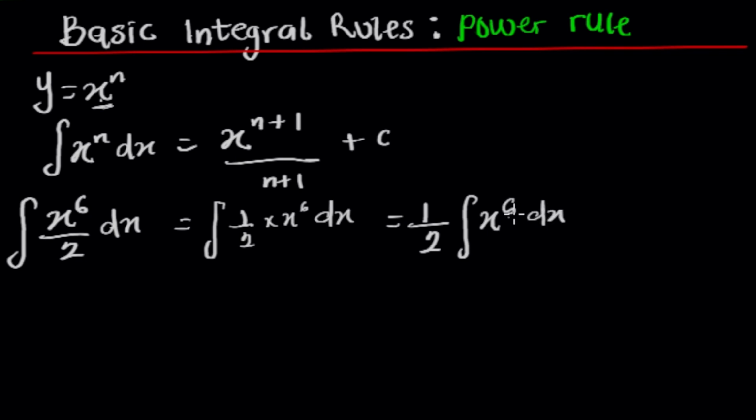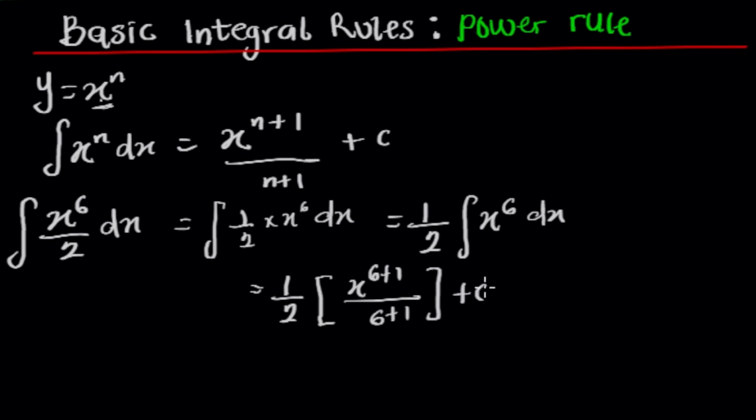So here, integrating this, I'm going to have the whole expression be 1 over 2, then x to the power of 6 plus 1, divided by 6 plus 1, plus c. If I simplify this expression further, I'm going to have 1 over 2, then x raised to the power of 6, divided by 6. That's exactly what I'm going to have.